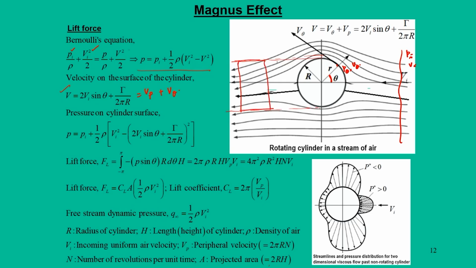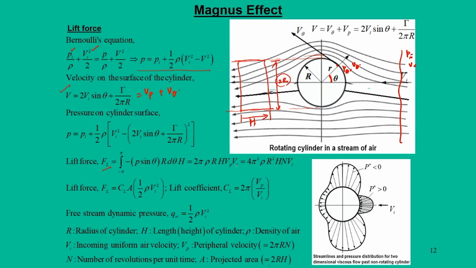For this rectangle, the length is 2r, and this is h. H is the height, or length, of the cylinder. So this projected area becomes 2r into h. When you put this in, we form an equation that lift force F_L becomes equal to 2 pi rho r h Vp into Vi.